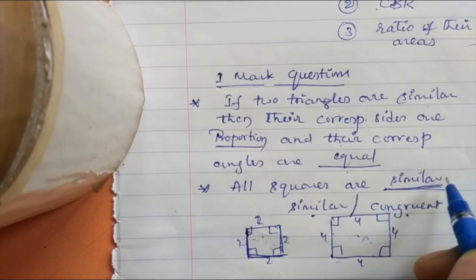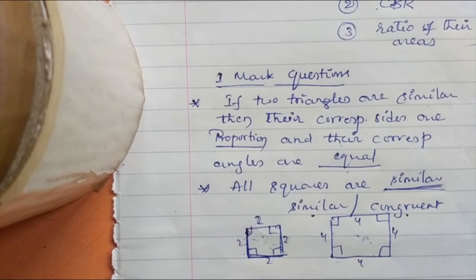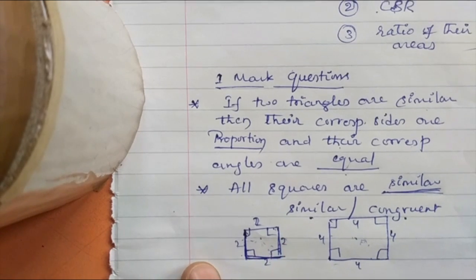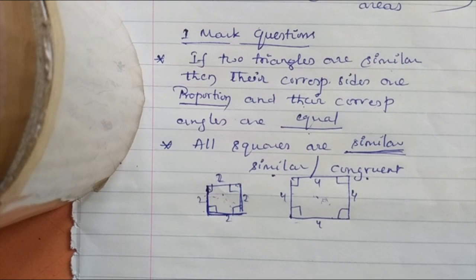Any square you take, their angles are always 90 degrees, but sides are not the same. It depends on their size. Similarly, all equilateral triangles are similar. All equilateral triangles have angles of 60 degrees, but their sides are not the same. A smaller equilateral triangle has less length, a bigger one has larger length. Another one more question.